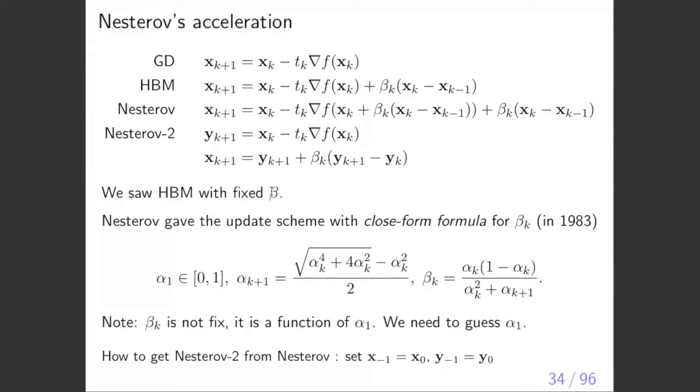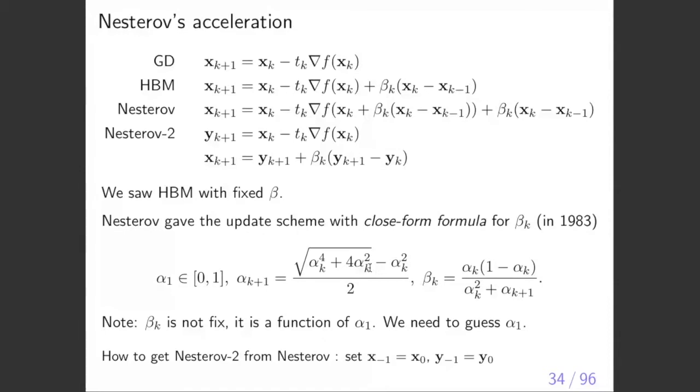And here comes the magic. Nesterov gives an update scheme for beta. If you pick alpha 1 between 0 and 1 and then update beta following this crazy formula, then it works. And in fact, this is really magic. Why this works, nobody knows. Even up to now, nobody knows. So you have to take it for granted.